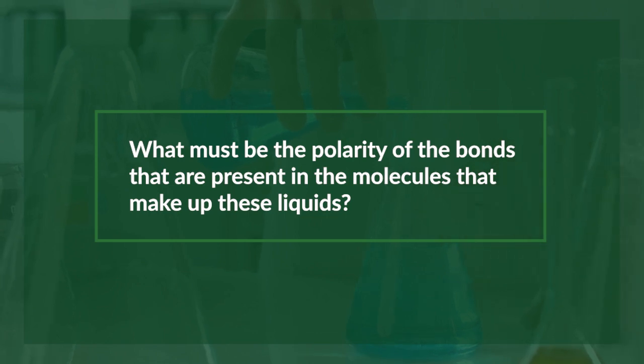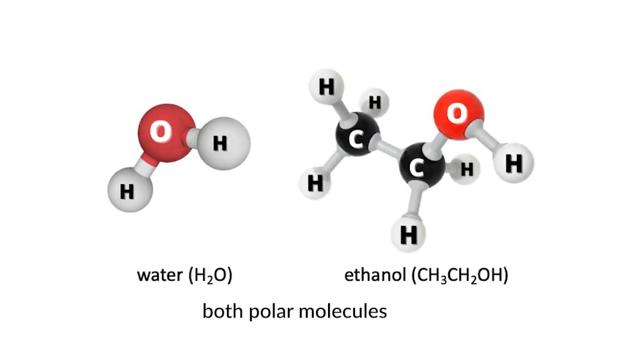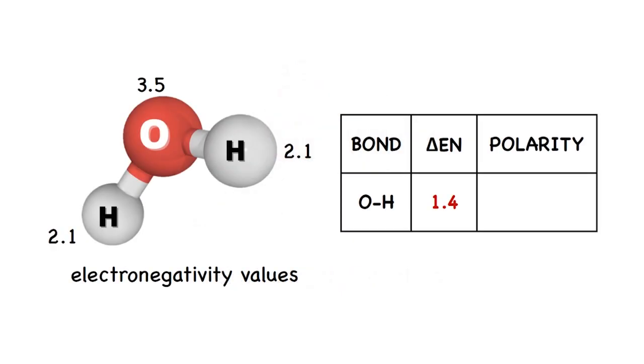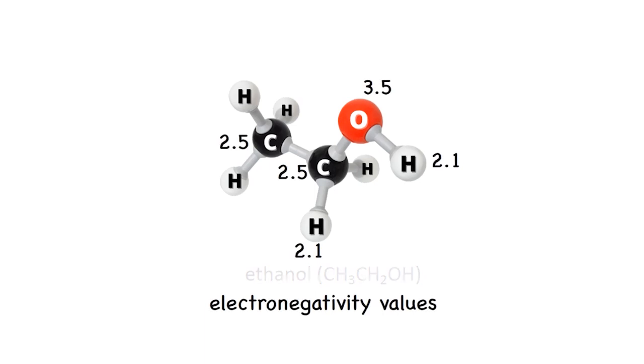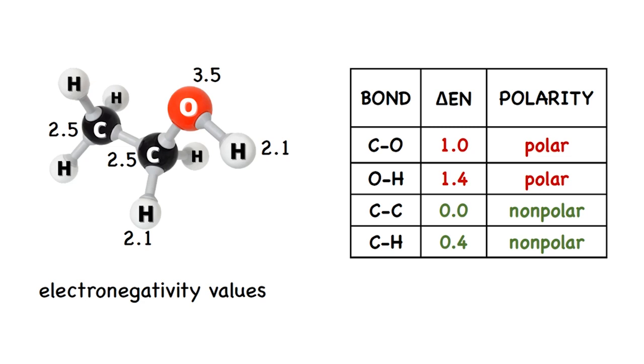Let us look first the bonds in water and in ethanol, two molecules that are both polar. Based on the difference in the electronegativity values of its atoms, we can tell that water is composed of polar oxygen-hydrogen bonds. On the other hand, based on the difference in the electronegativity values of its atoms, we can tell that ethanol is composed of polar bonds. Those are carbon-oxygen bond and oxygen-hydrogen bond. And non-polar bonds, those are carbon-carbon bond and carbon-hydrogen bond.